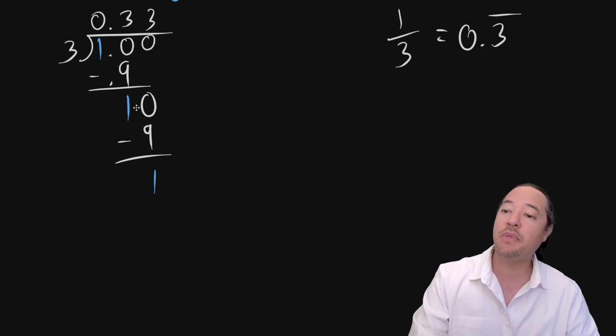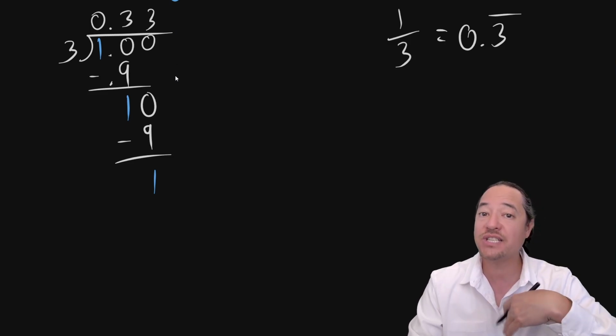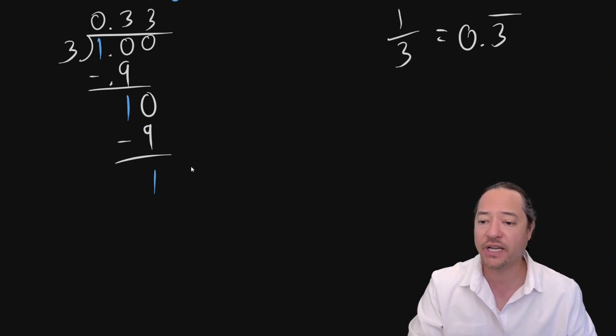Notice our remainder starts repeating, and thus the answer that we get must also start repeating, because we're just asking the same question over and over again, right?